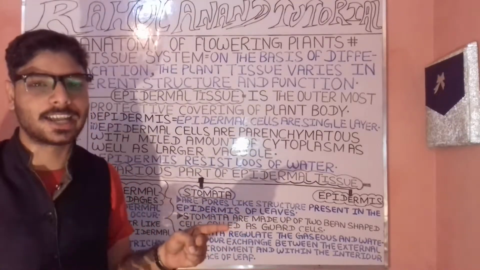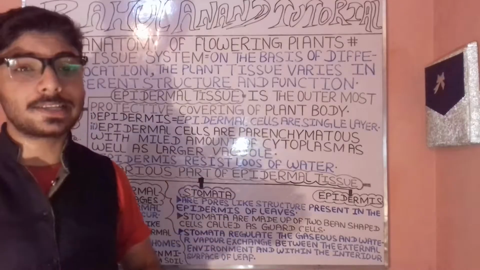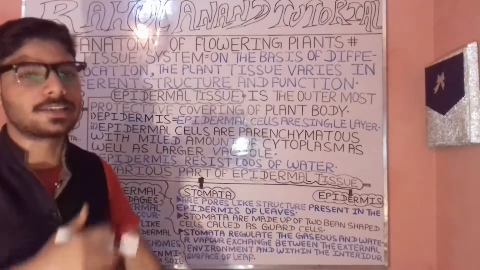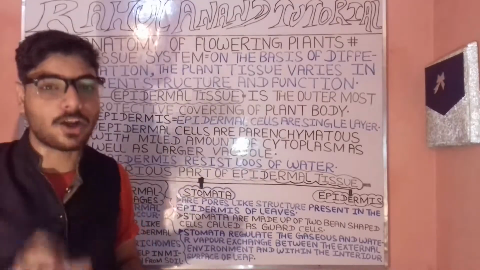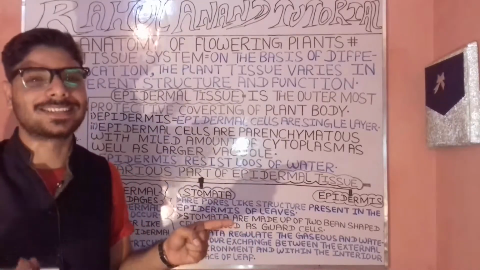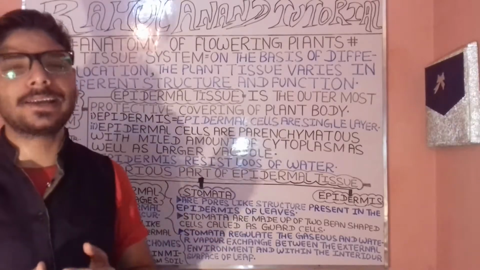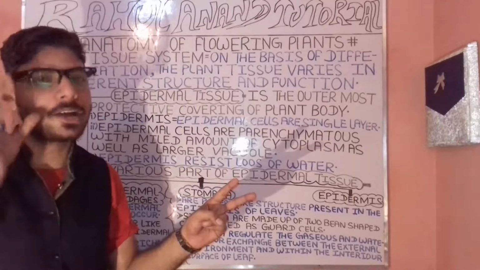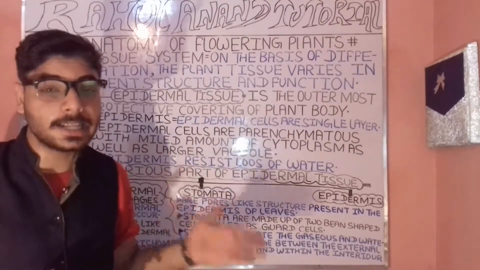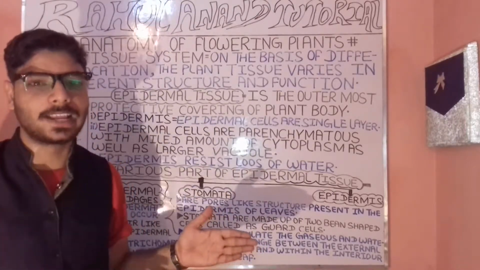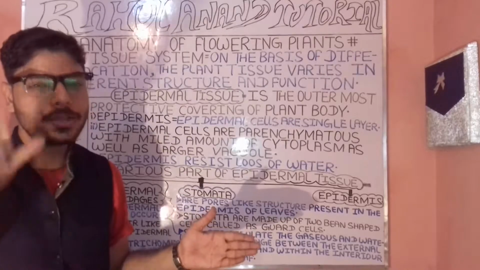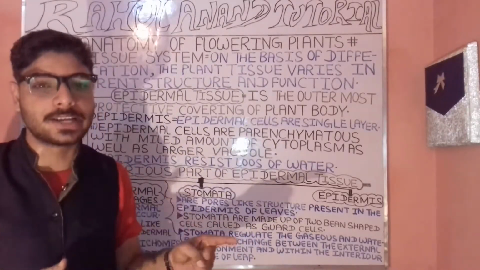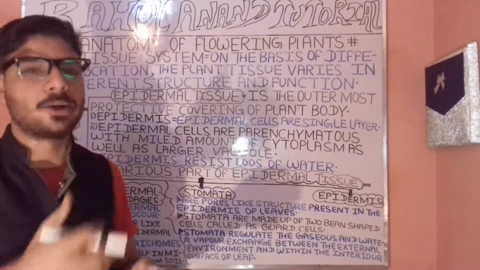Be clear about what the intercalary meristem actually is. Along with it we have the shoot meristem and the root meristem, and we also have the apical meristem. In the apical meristem you have the shoot apical meristem as well as the root apical meristem. The intercalary meristem is generally found in the mature region of the plant.